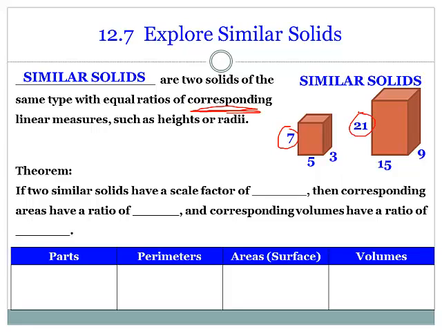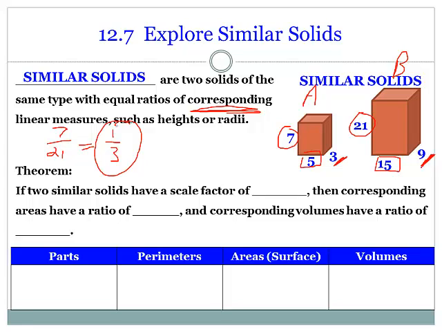If I was going from, we'll call this figure A, and we will call this figure B. So going from A to B, we have 7 over 21, which we can reduce to 1/3. The corresponding side length with 7 is 21, with 5 it would be 15, and with 3 it would be 9. Each and every one of those has a scale factor of 1 to 3. So this is our scale factor right here, 1 to 3.